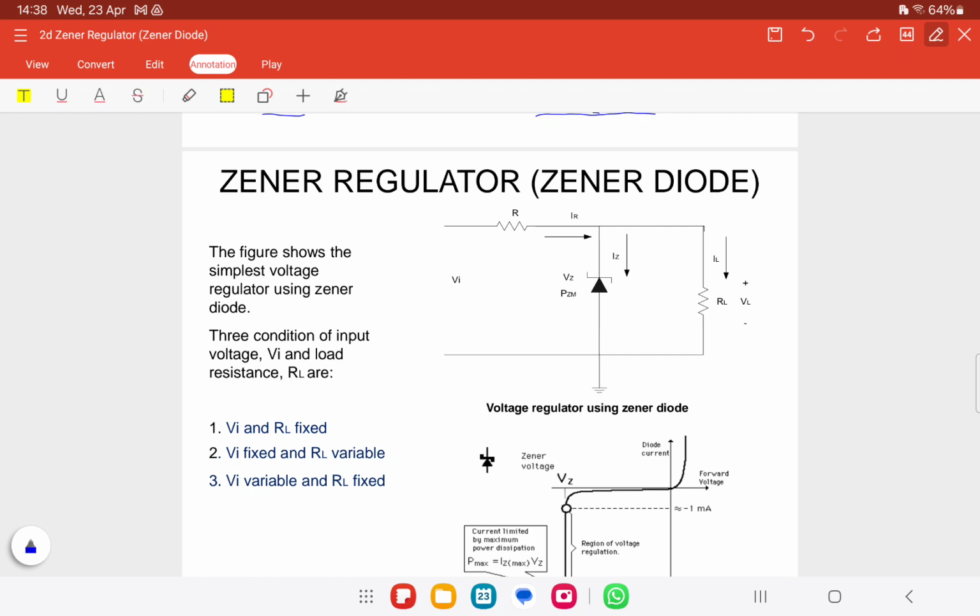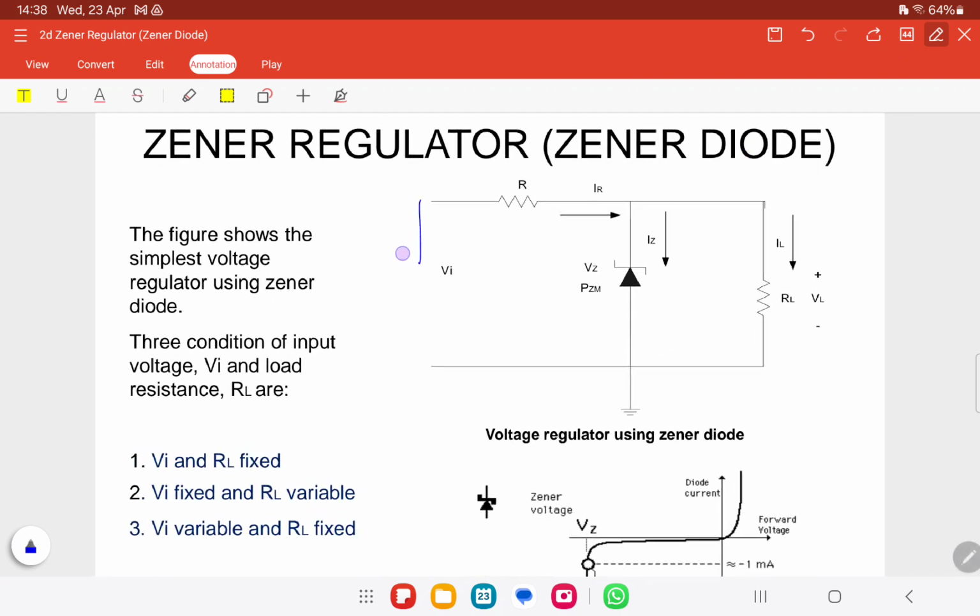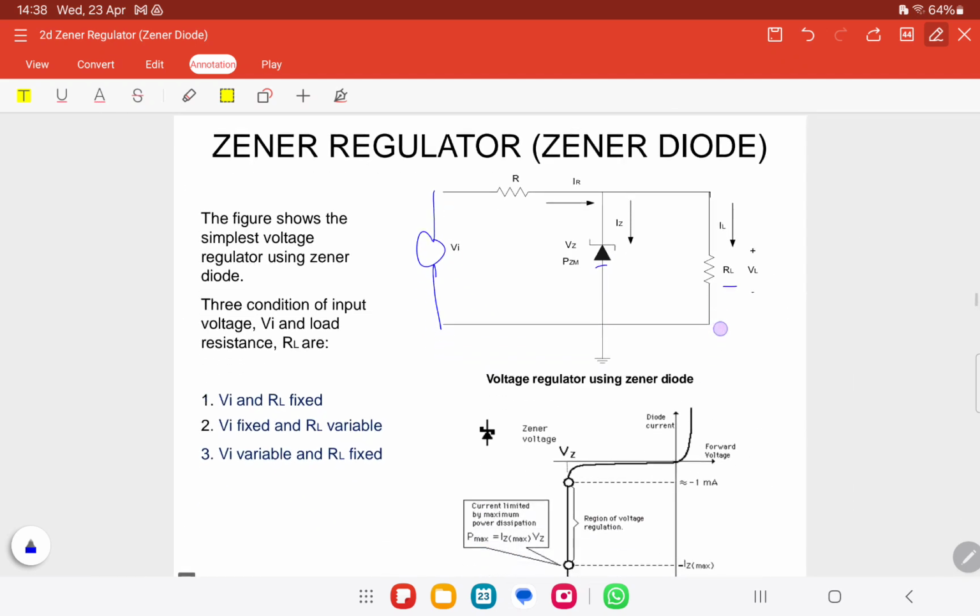So for the calculations, the circuit is simple like this. The supply is connected with one resistor, we have the Zener diode, and we have one load resistor. It is a simple circuit, but we have three conditions for the Zener diode circuit. The first one is that both the voltage supply and the load resistor are fixed, meaning only one value, with no min and max.